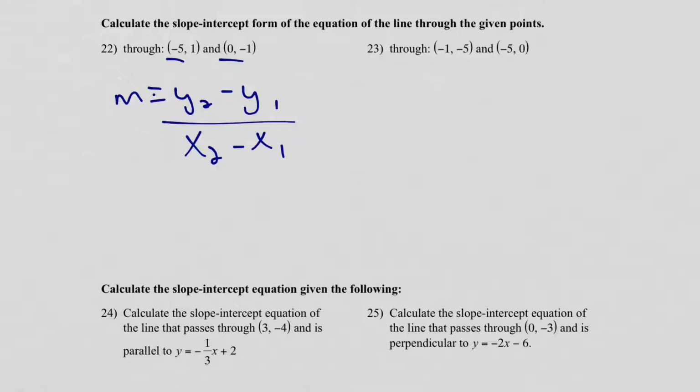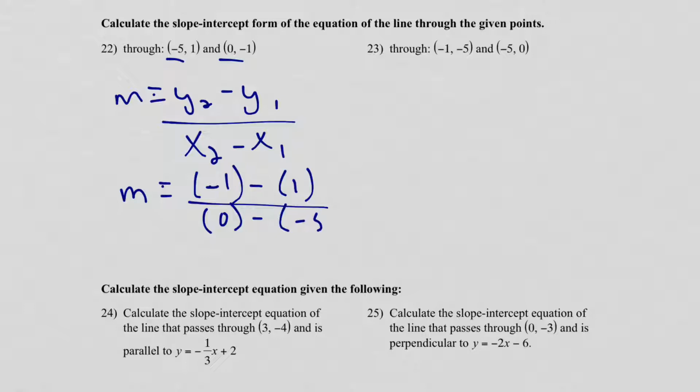So let's get started here. The slope itself is y2, which is negative 1, minus y1, which is positive 1, divided by x2, which is 0, and subtracting x1, which is minus 5. Here's the place where we get the double negative. That's why I sub in brackets. So we end up with m is equal to, well, minus 1 is negative 2 over top of positive 5. Okay, so negative 2/5 is our slope.